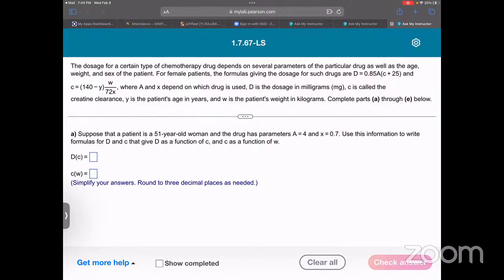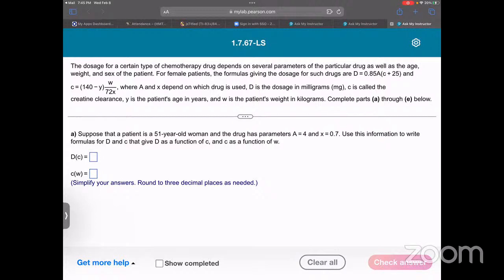Suppose that a patient, blah, blah, blah. Okay, A is 4. They gave us the A. So we can write D in terms of C. Basically, we plug in the A and we'll have a function. And then C of W, what is that? The creatinine clearance. That's with W and X. They gave us X, and they want the creatinine as a function of W.